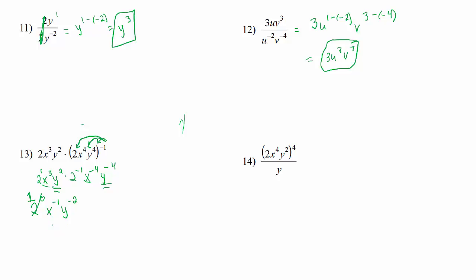So x and y both need to move down to the bottom. So all that's left on top is a 1. On bottom will be x to the positive 1st and y to the positive 2nd.